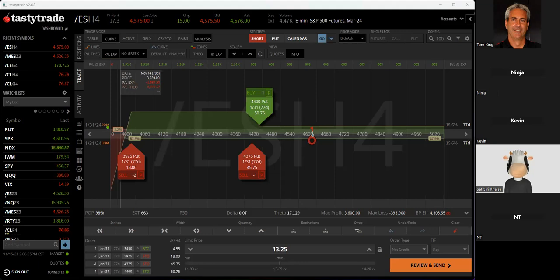But I think for small accounts, I think it's a beautiful thing that migrates you from MES to ES quickly. Okay, as you start to scale up, I think once you hit like $15,000 to $20,000 or more accounts, I think it starts to make sense. But I think you have to be at least around $20,000 or so to be able to move from MES to ES doing this.